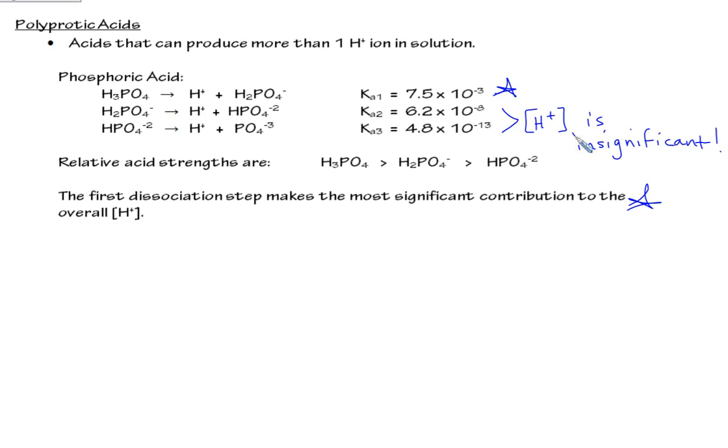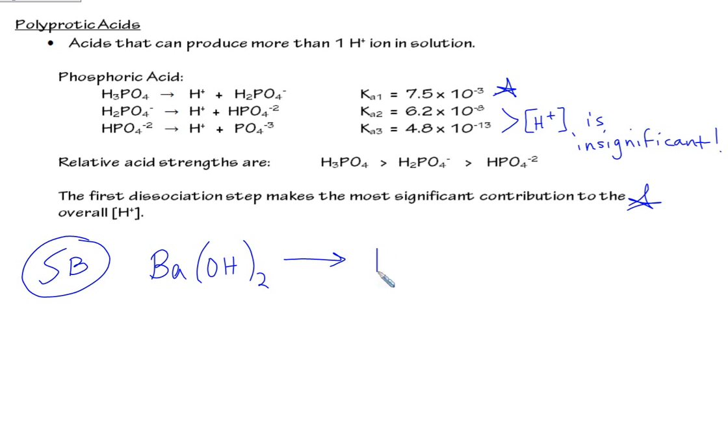Now, word of warning, this is a little different than something like a strong base. Polyprotic acids are often weak acids. Do you remember we did this one earlier? This was a strong base. We had the barium hydroxide forming barium ion and 2 hydroxide.